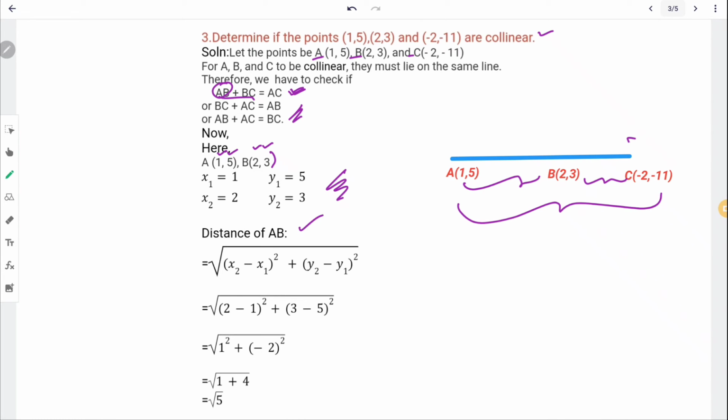So distance of AB: x2 is 2, so I've written here, and then x1 is 1. Then y2 is 3, then y1 is 5. Then 2 minus 1 is 1, 3 minus 5 is minus 2. 1 square is 1, then minus 2 squared, minus into minus plus, 2 2s are 4. So we're getting the distance of AB to be equal to root 5.